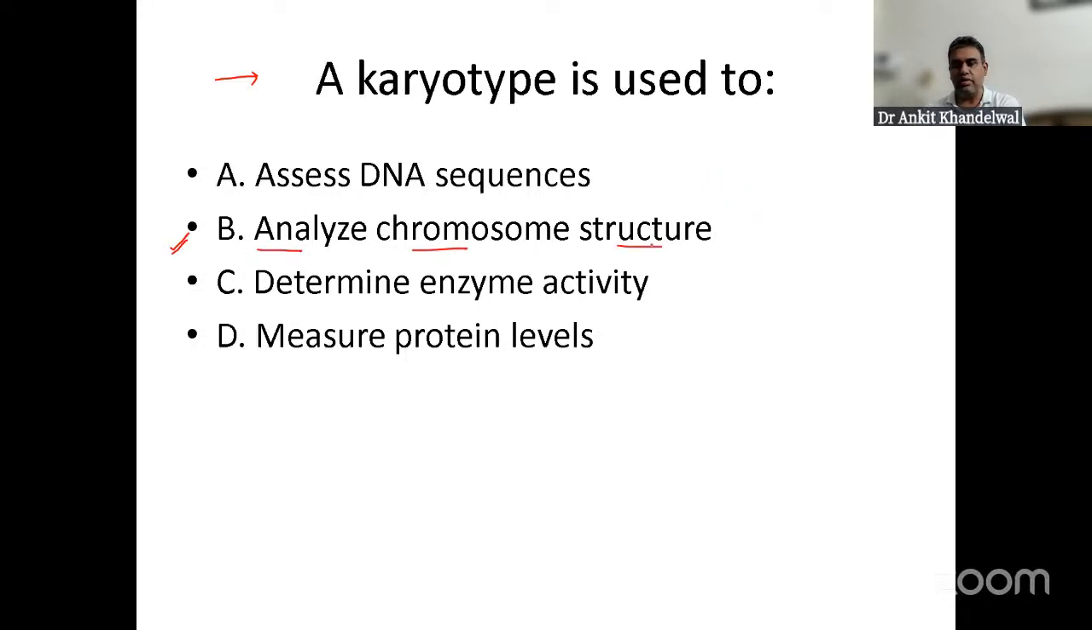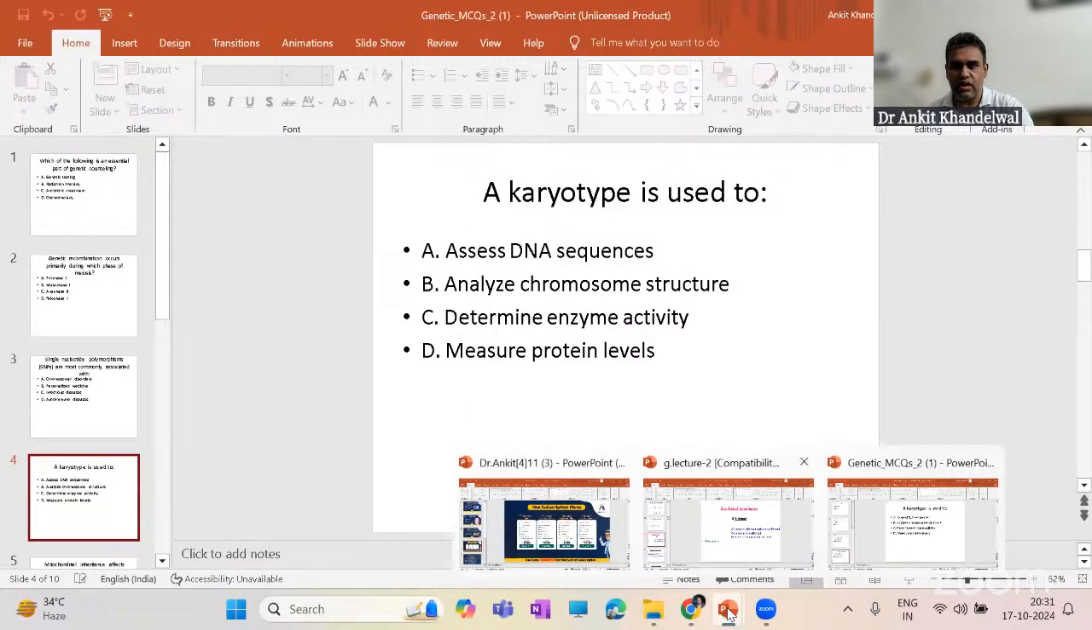You remember in the previous session we discussed Down syndrome, Edward, Patau, Klinefelter and Turner syndrome, all that. The karyotype was being shown to you. Wherever there's a trisomy 21, all that, we use it mainly to analyze the chromosome structure. So these are the two MCQs over here. Now let's come back to our topic.